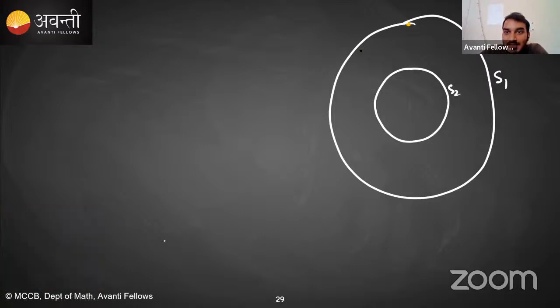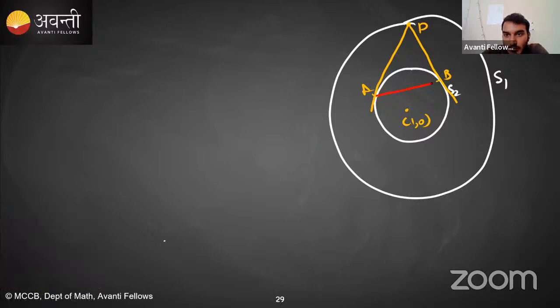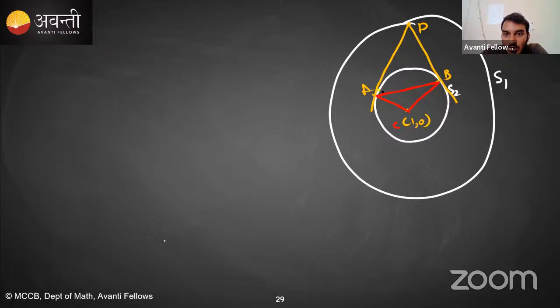This is point P. From point P, two tangents are drawn on S2, touching at points A and B. The center of the circle S2 is (1, 0). AB acts as a chord of contact. We have to find the locus of the circumcenter of the triangle CAB. We have established that this is normal, so this is 90 degrees.